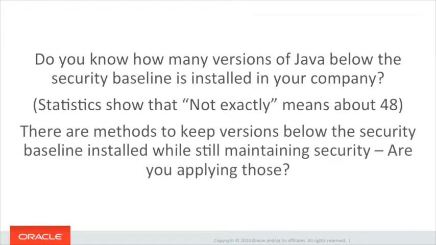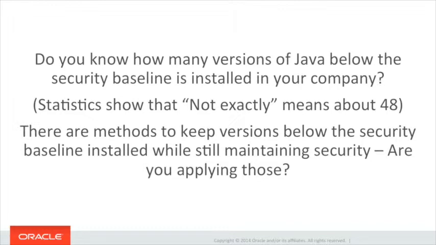There are methods to keep versions below the security baseline installed while still maintaining security, but are you applying those? The 48 versions that I just spoke about is actually an indication of 2 potential issues. First, it might be a sign of uncontrolled desktop environment. Users that are installing Java themselves, applications coming bundled with Java installers, and a fear of deleting a version that may be critical for the system to stay up.